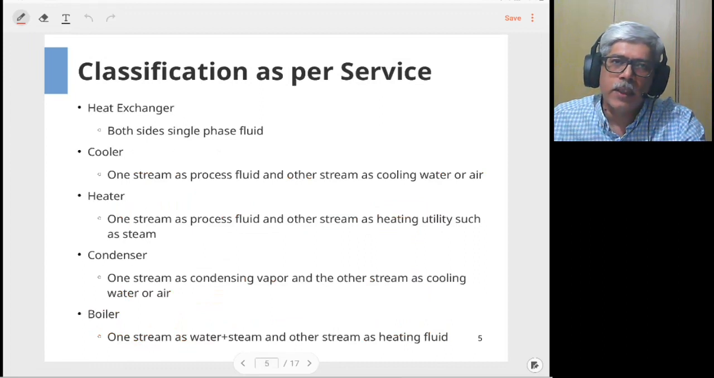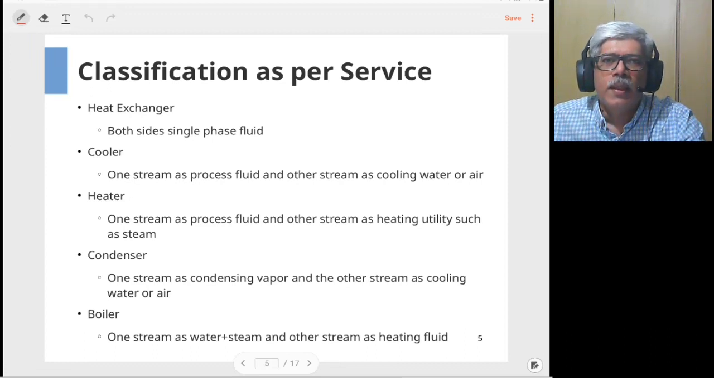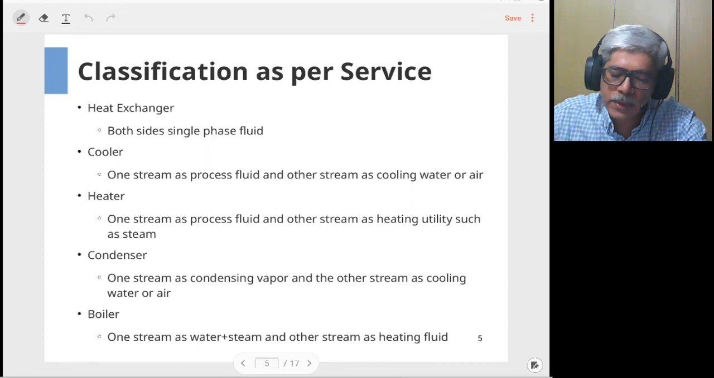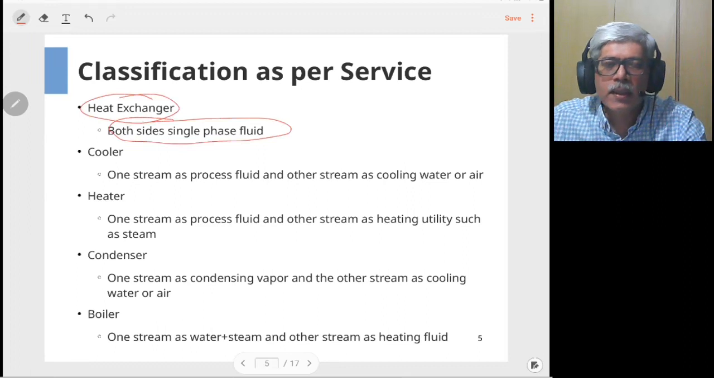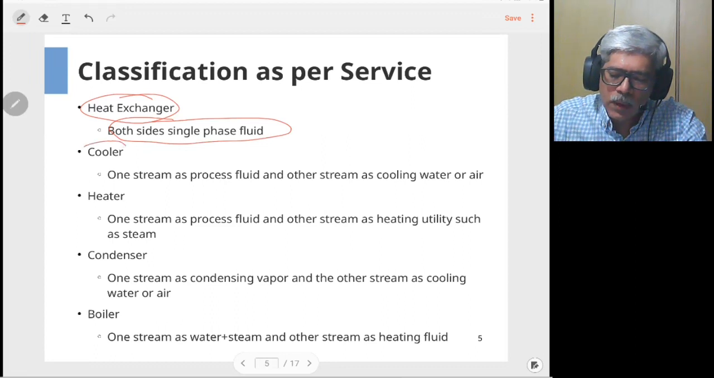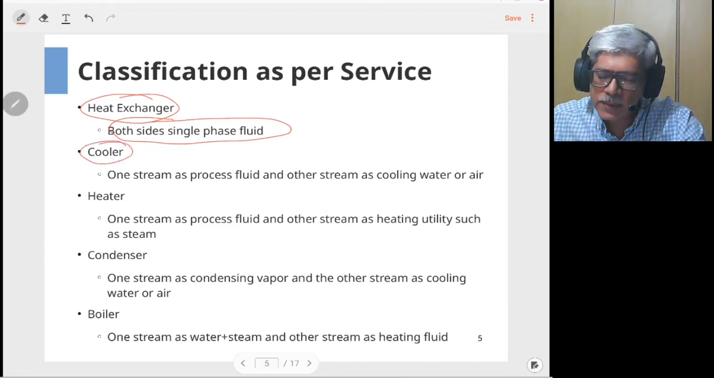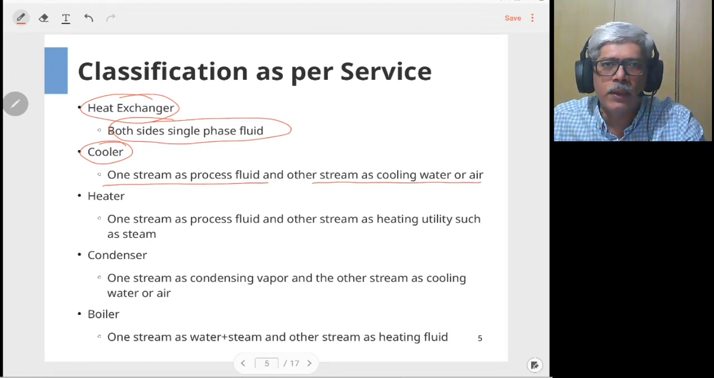The heat exchangers, apart from their construction, can also be classified based on their service. So just to make you aware of the different terminologies, they are essentially all heat exchangers, but depending on the service they have been given different names. A heat exchanger is a generic name which deals with a single phase fluid flowing on both the tube side as well as on the shell side. The cooler is a specific service in which one stream is a process fluid and the other stream is a cooling medium. So it has lower temperature than the process fluid and it serves the function of cooling the process fluid. It may be water or it may be air.